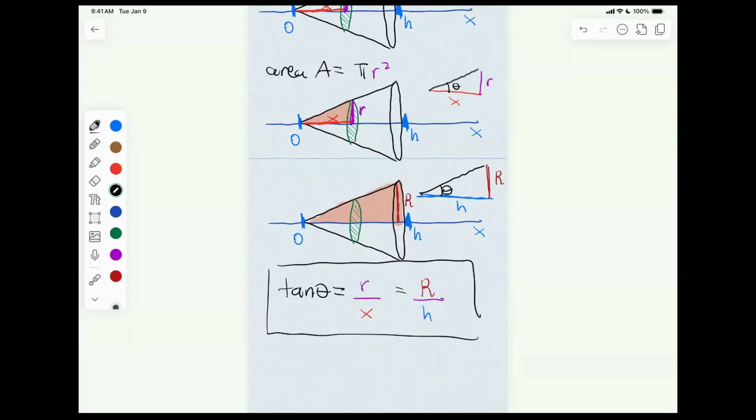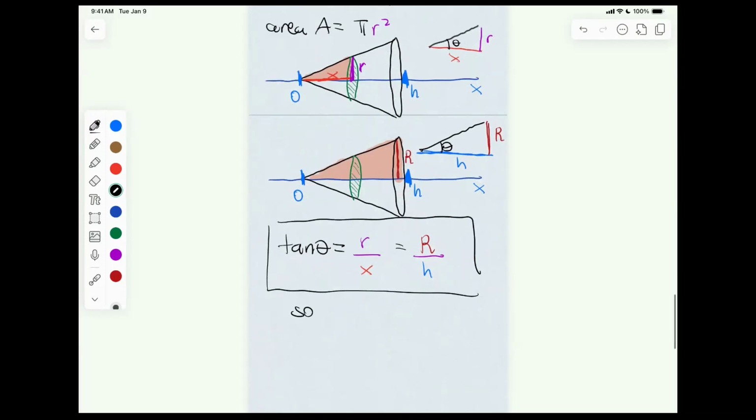Is that okay? Is that making sense? Questions up to this point? And so why is that useful? Because from this equation, if you just focus on this equality, you can solve for little r, which is what we needed because that was the area of the disk. So little r, multiplying by x both sides, is R over h times x.